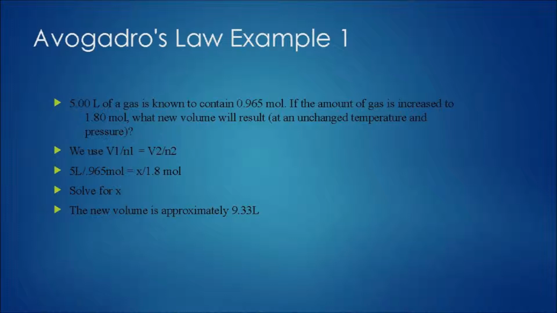Substituting our numbers here, we'll have 5 liters divided by 0.965 moles equal to X, which is the volume we're trying to find, divided by 1.8 moles. So now we just solve for X: take 1.8, multiply it by the other side, get a final number, and that final number will be approximately 9.33 liters.